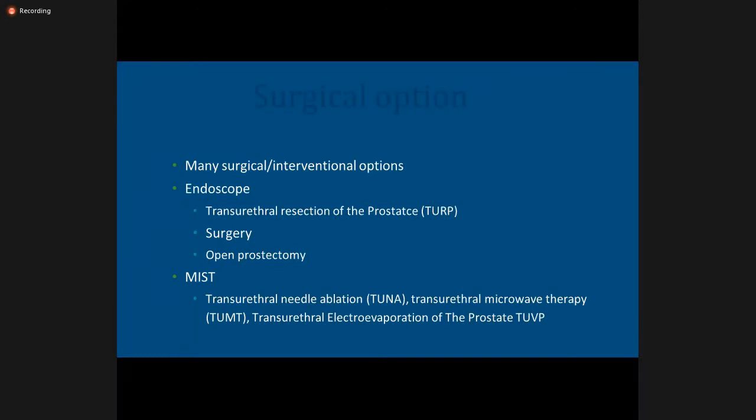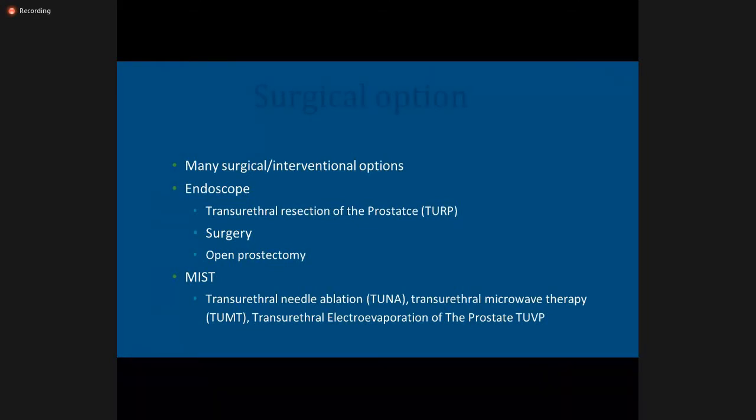So what are the surgical options? We have so many surgical options. One is endoscopic. Endoscopic is transurethral resection of the prostate. That is TURP. That is the gold standard for this prostate. And the other is open prostatectomy, and minimally invasive options are transurethral needle ablation, TUNA, transurethral microwave therapy, transurethral electrovaporization of the prostate.